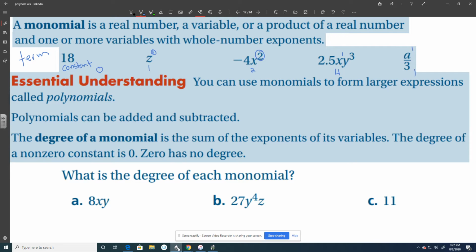Okay? So these degrees down below, 8xy, again, there's a 1 and a 1, so that has 2 degrees. 27y to the 4th z to the 1, that has a degree of 5. 11, no variables, so no degrees. That has a degree of 0. That, again, is what we call a constant.